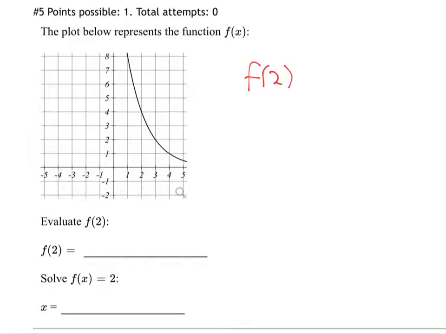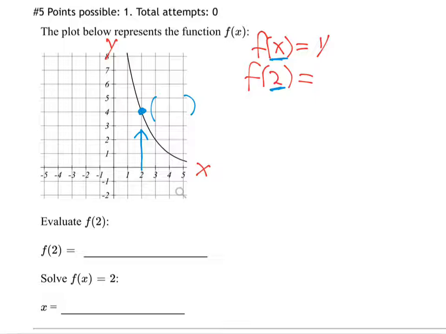So f of 2, the key to reading answers off graphs is to remember that what's plugged inside is x and what it equals is y. So in other words, the x is 2 there. And we want to know the y value that goes with x equals 2 on the graph. So remember, this is the x-axis and this is the y-axis. So let's find the point on the graph with an x value of 2. Do you see it? Right there. X value of 2.